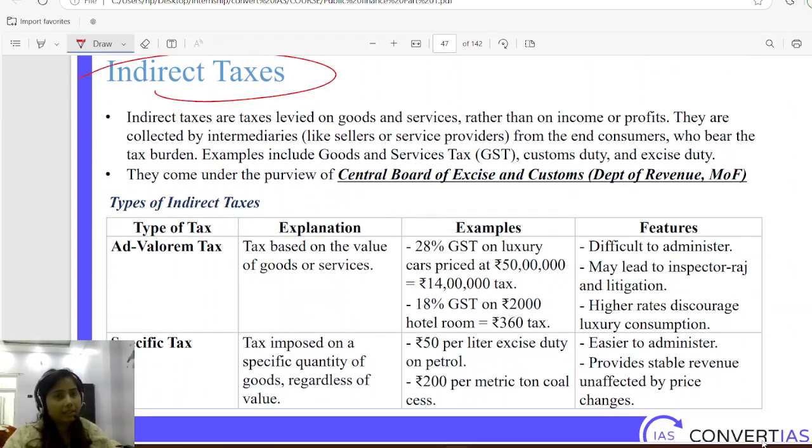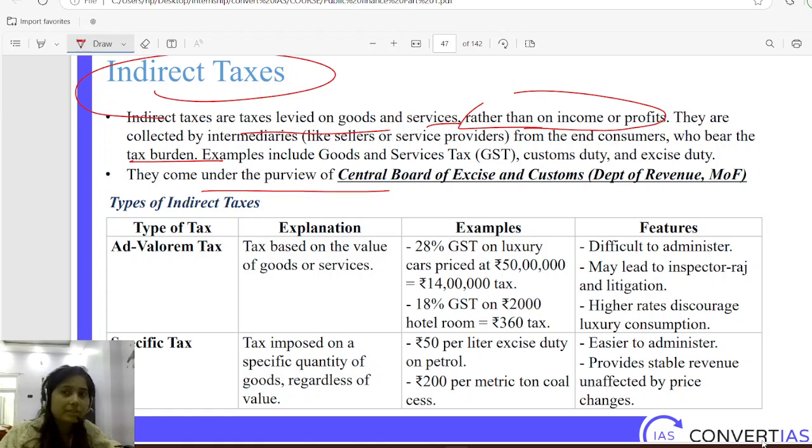Then indirect tax. Now I have discussed a lot about all those types of direct taxes. Now indirect tax, in which impact and incidence are on different persons. Indirect taxes are taxes levied on goods and services rather than on income or profit. They are collected by intermediaries. I mean, they are not collected directly by government, but by the other person who is involved in the process, who bears the tax burden. Examples include GST, custom duty, and excise duty. They come under the purview of the Central Board of Excise and Customs.